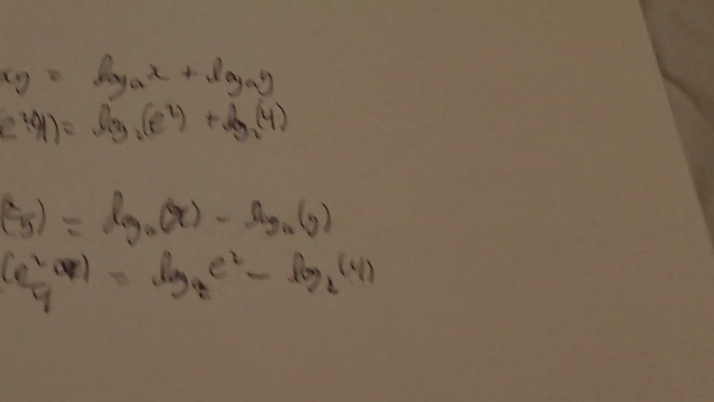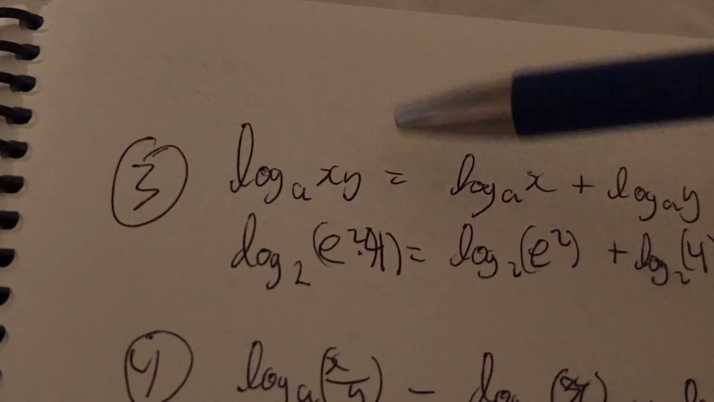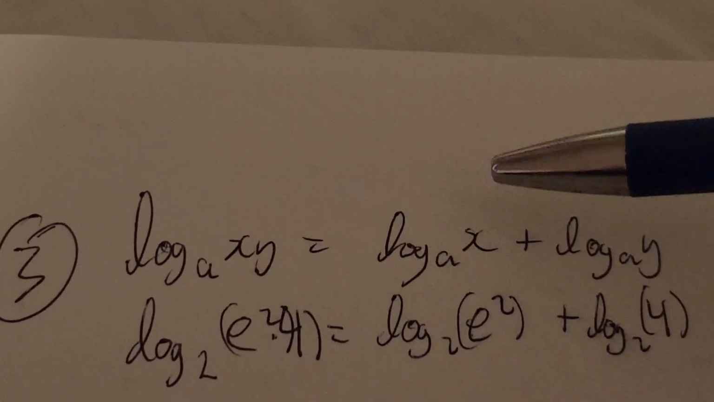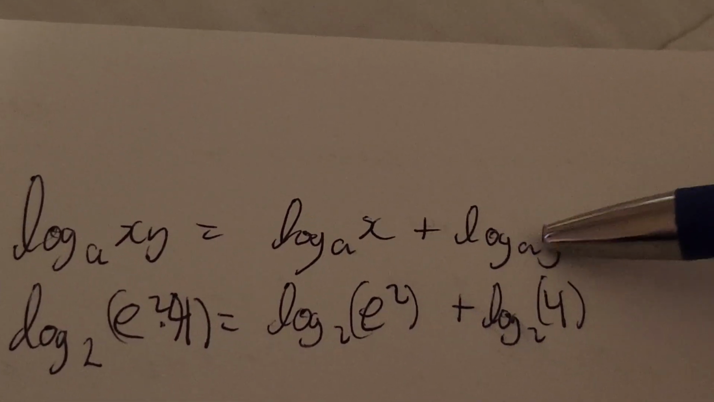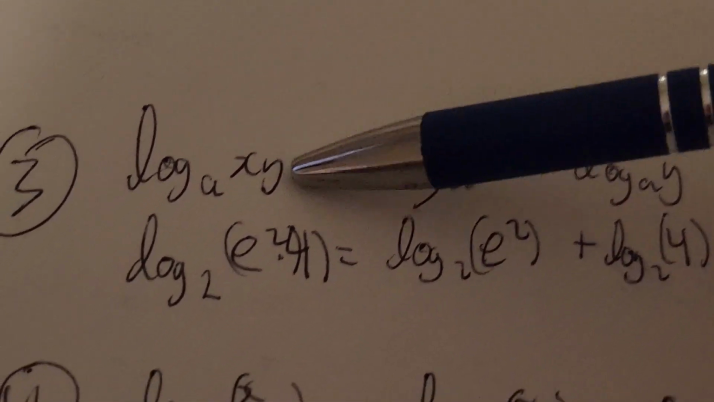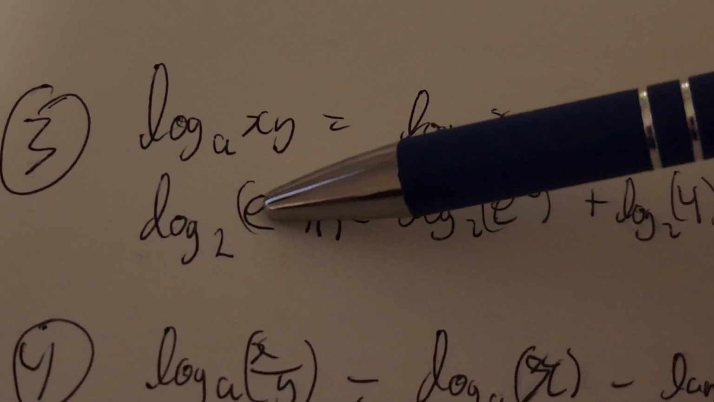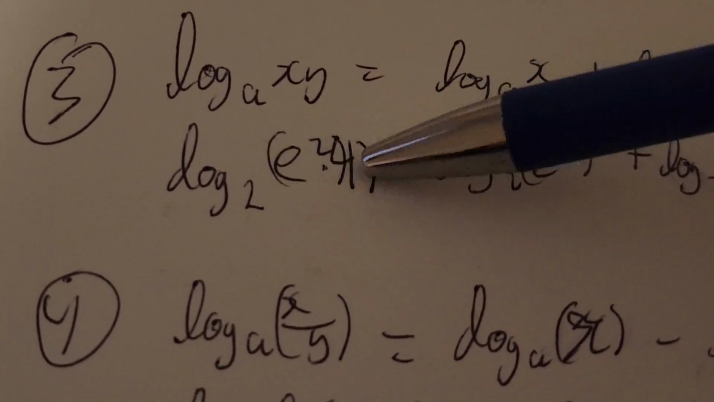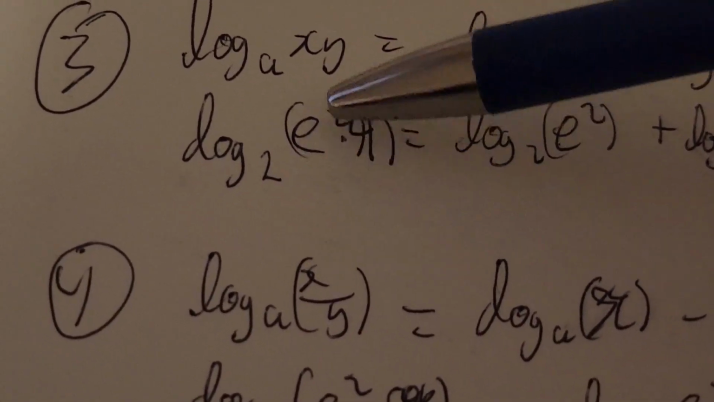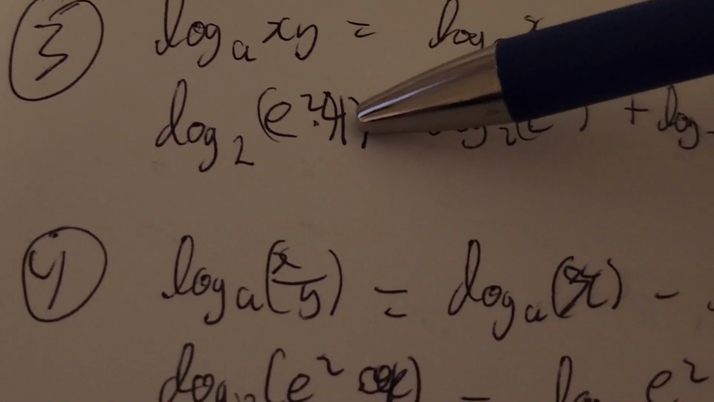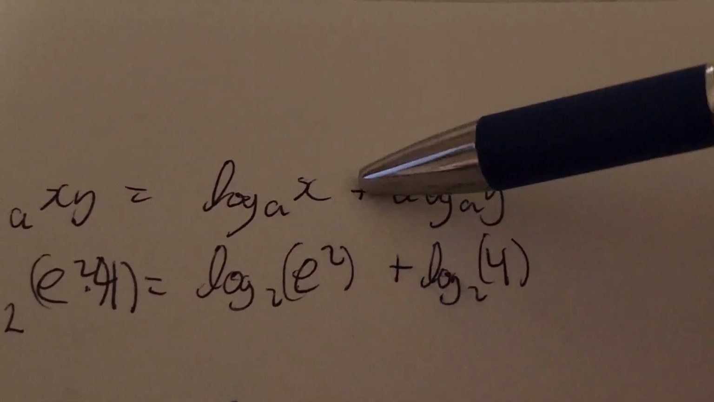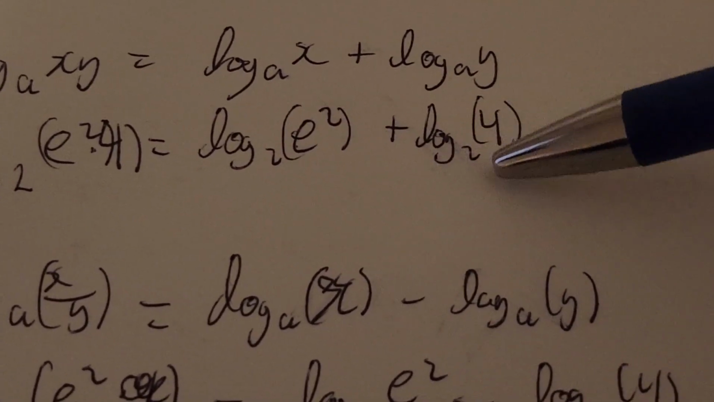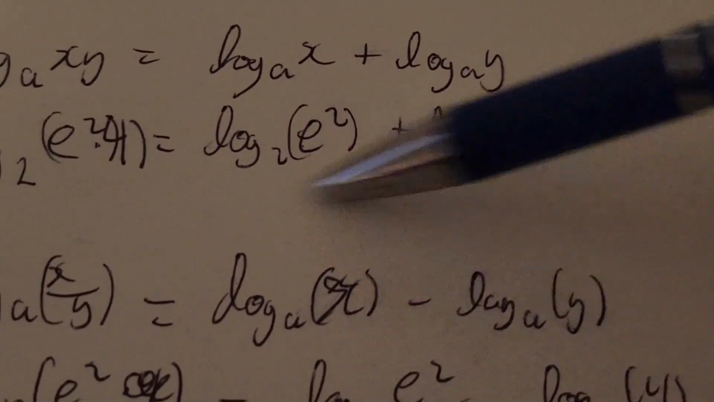Now, your third log rule is going to be this one. So it's log base a of x times y is equal to log base a of x plus log base a of y. So if you have a logarithm, and let's say what it's being taken of is multiplied, here it's e squared times 4, right? So it's log base 2 of e squared times 4. Then you can split it up, just like what this log rule says. So instead of that, you can write it as log base 2 of e squared plus log base 2 of 4. So you can just basically split it up like that.